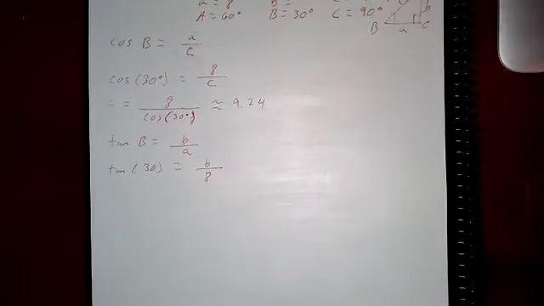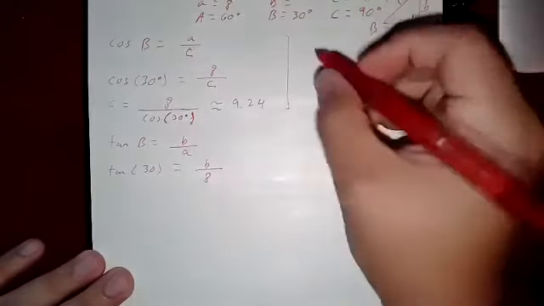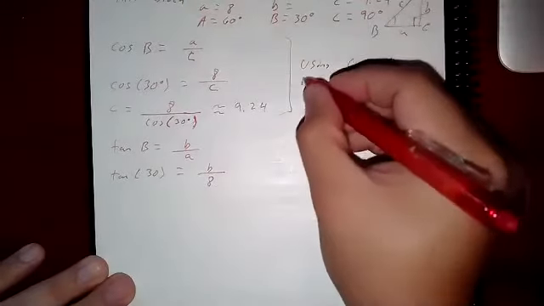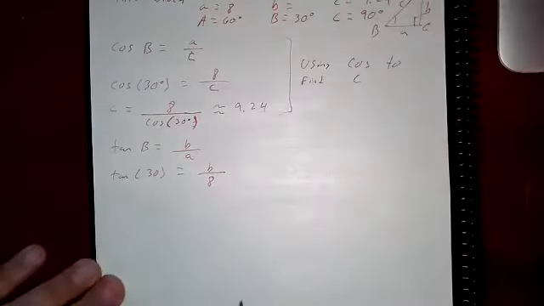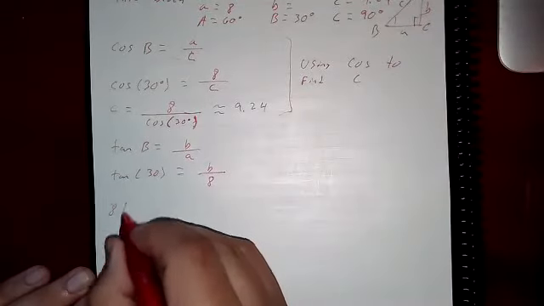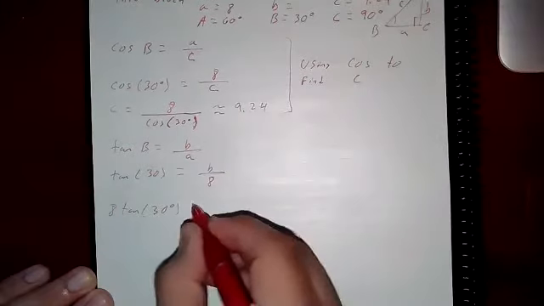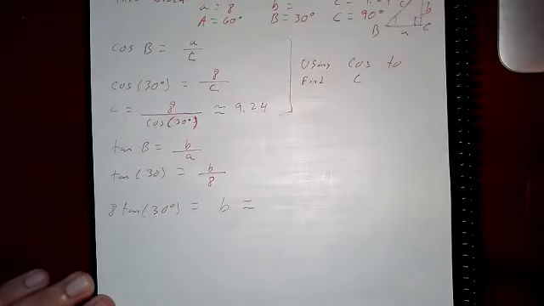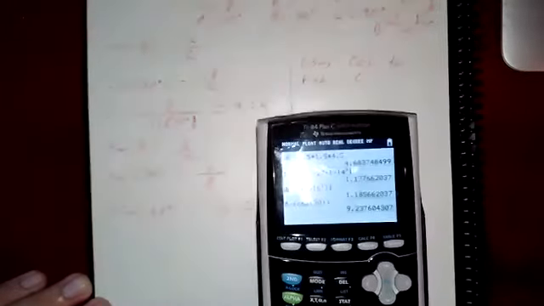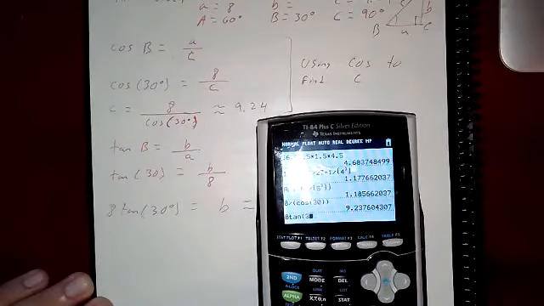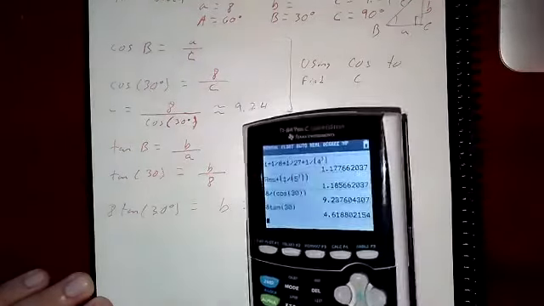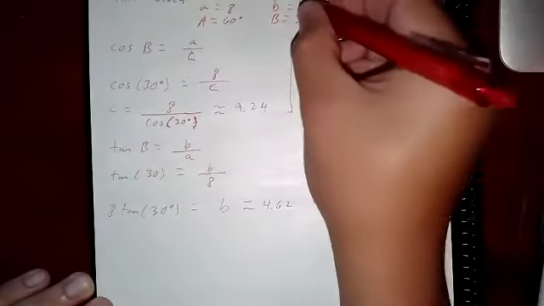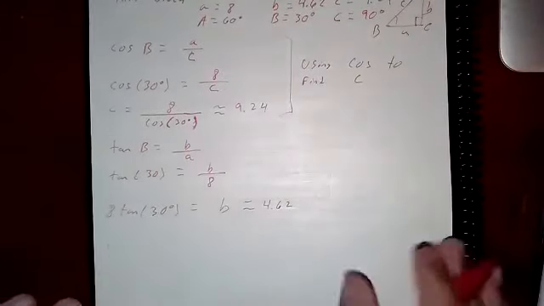Right. So right here, I'm using cosine to find C. And now multiply by 8 on both sides, that gets us to here. So B is approximately 4.62. So the answer is D in this case.